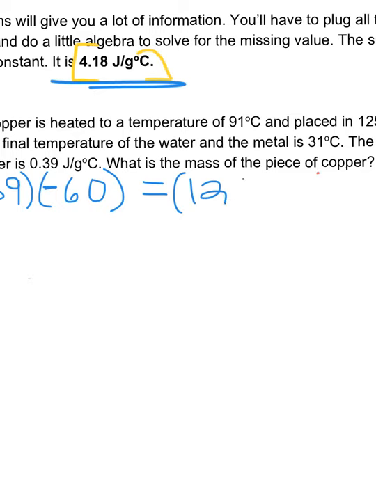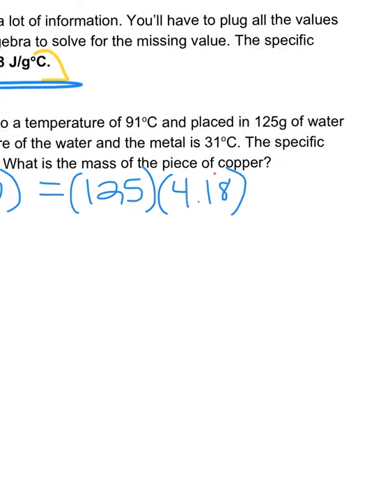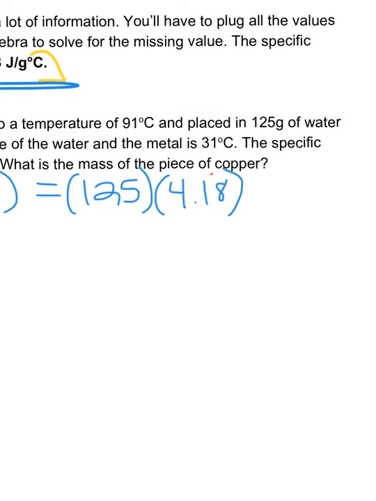125 grams for the mass. 4.18 for the specific heat. And the temperature change for the water: it started out at 25 degrees and heated up to 31. So that's a temperature difference of 6 degrees Celsius.